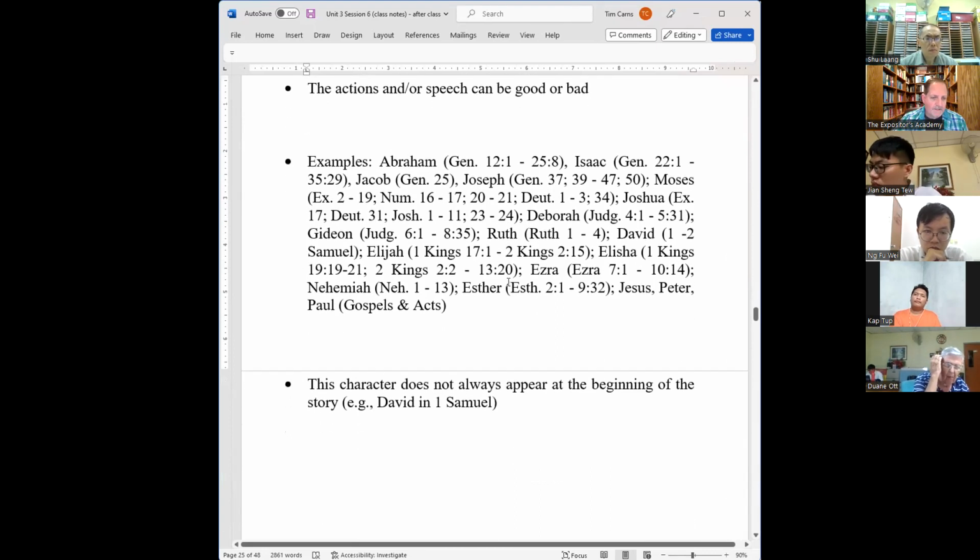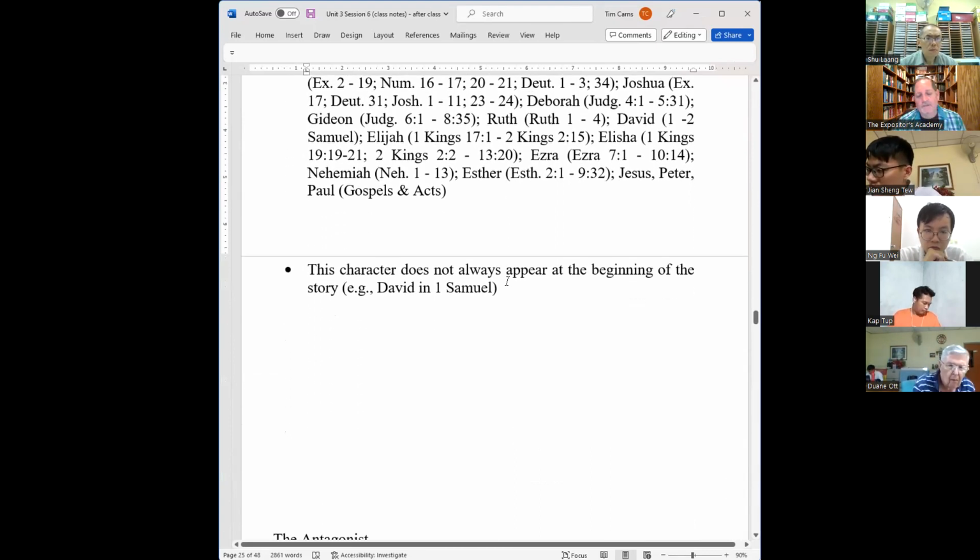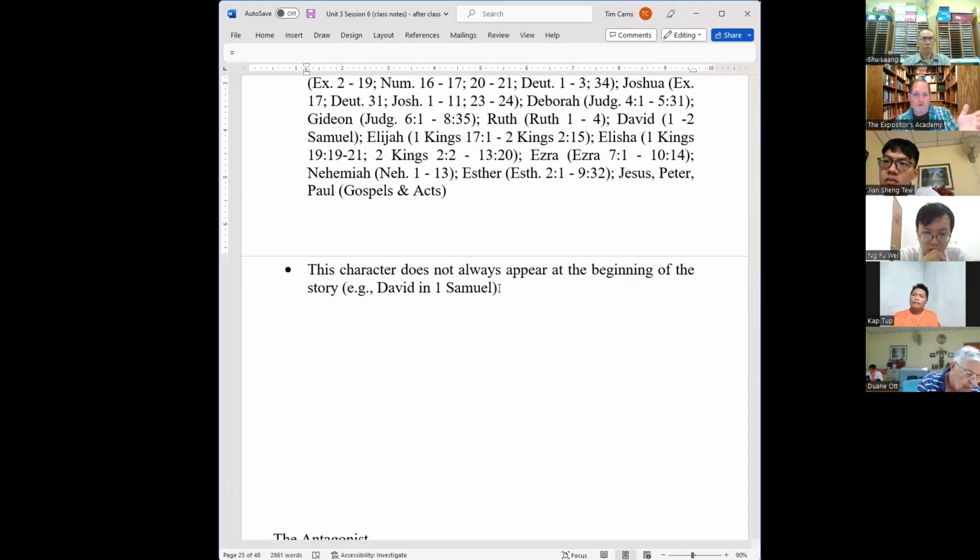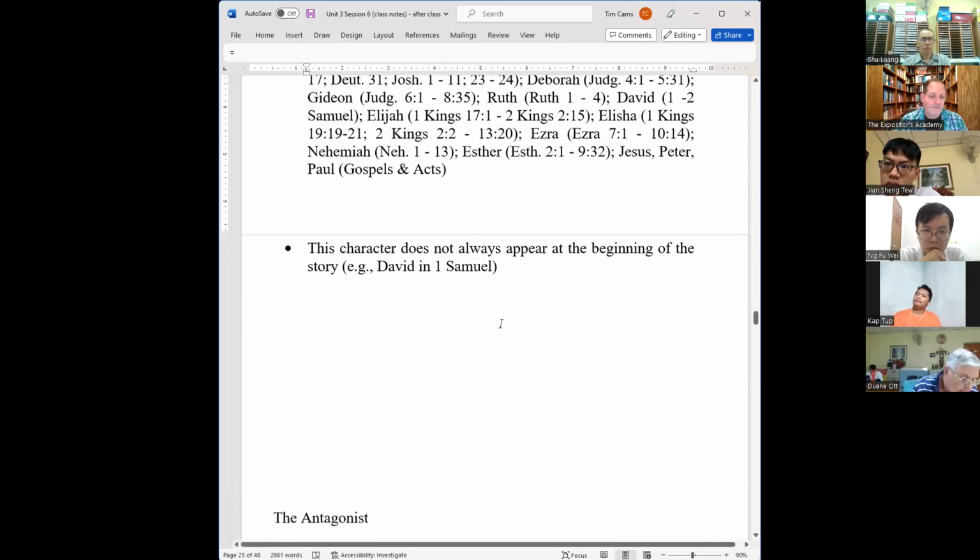Now, the character, by the way, doesn't always appear at the beginning of the story. Think of David in 1 Samuel. In the book of Samuel, David really is the main character, the protagonist. But he doesn't show up until, I think, chapter 16? And then he doesn't say or do anything until chapter 17 of the book. So that's like a quarter of the way in before he appears in the book. But he is clearly the main character in Samuel. All right, so that's the protagonist.